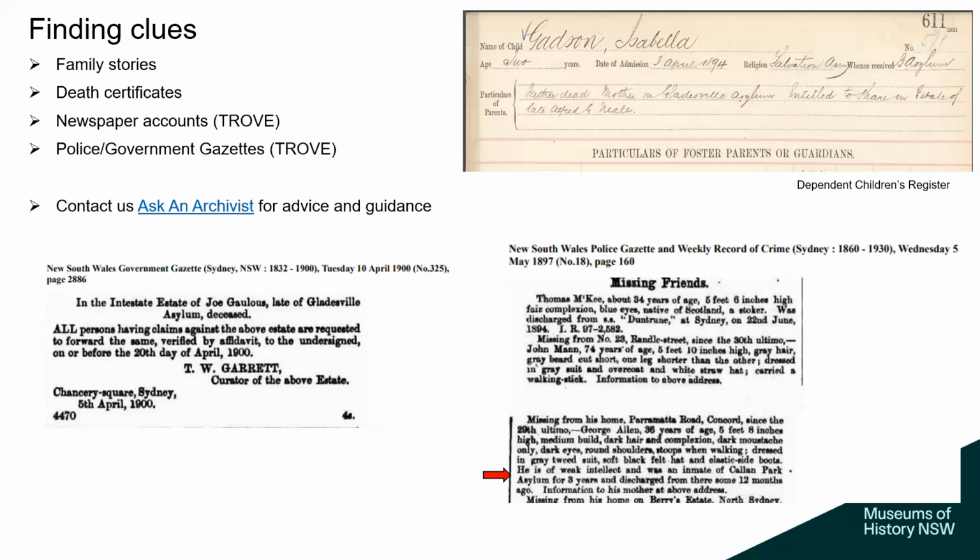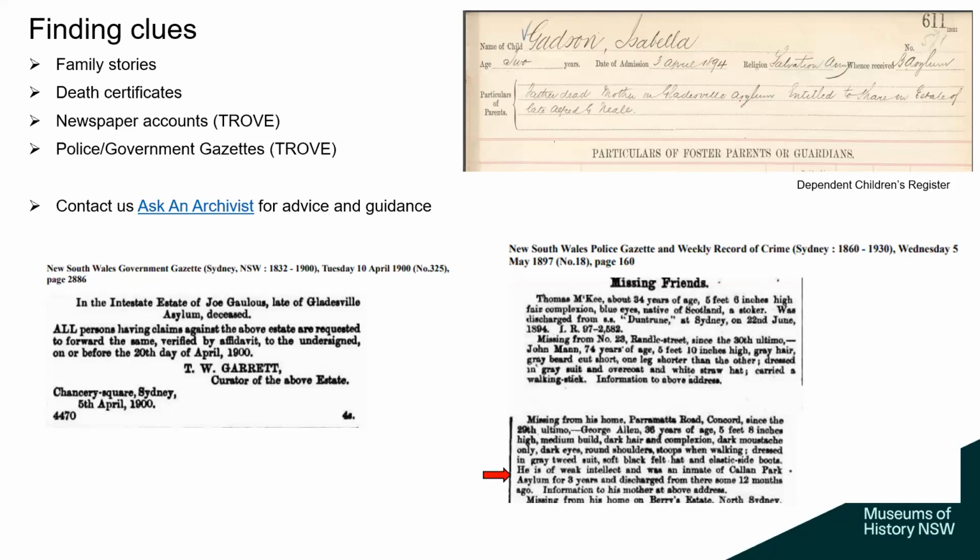And just at the top there, that's actually an entry from our dependent children's register. And this is for Illabella Gadsden. Her father is dead, but it does note that her mother is in Gladesville Hospital. So that just leads you to another record about Isabella's mother.